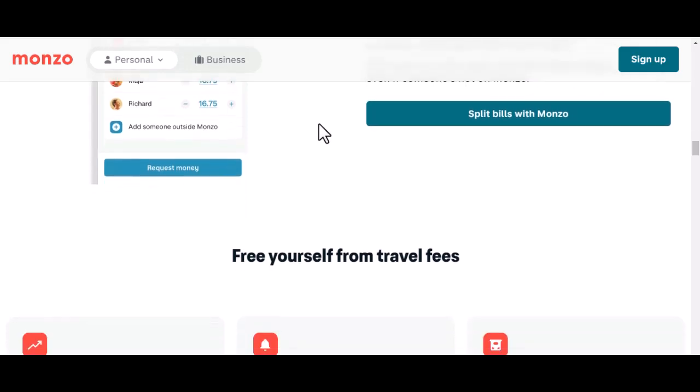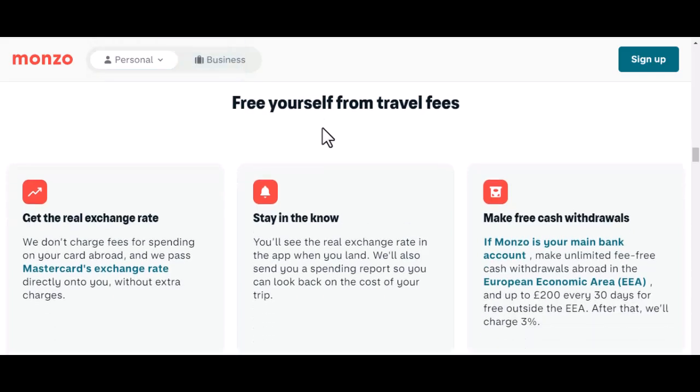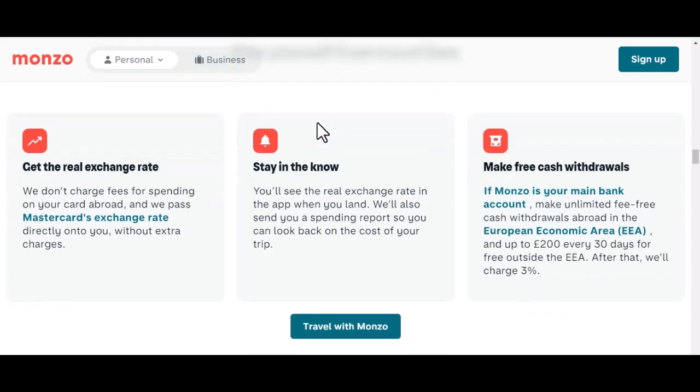Reason 4: technical difficulties. Sometimes, technical glitches or system maintenance can cause temporary disruptions to Monzo's services. Solution: check Monzo's social media channels or website for any service updates or announcements. If there are known technical issues, wait a few hours and try again.